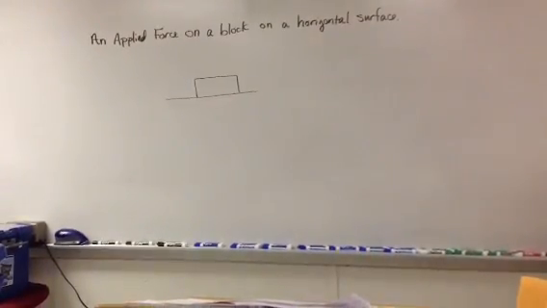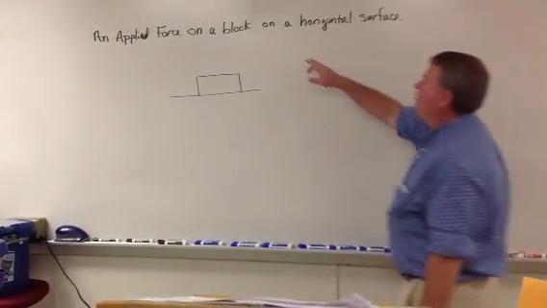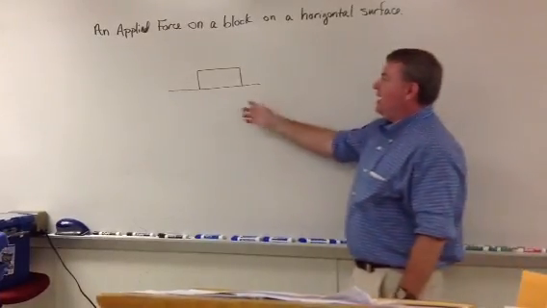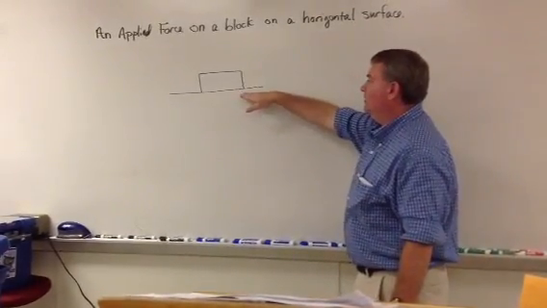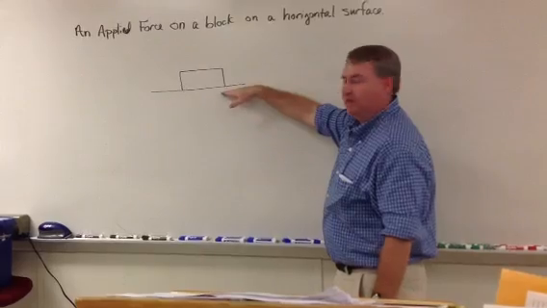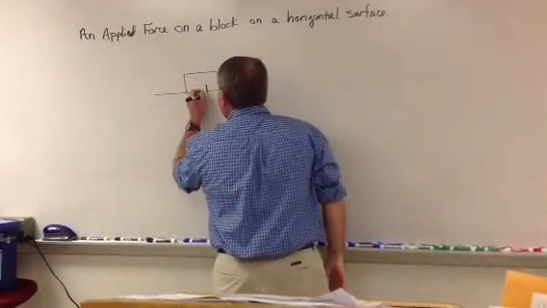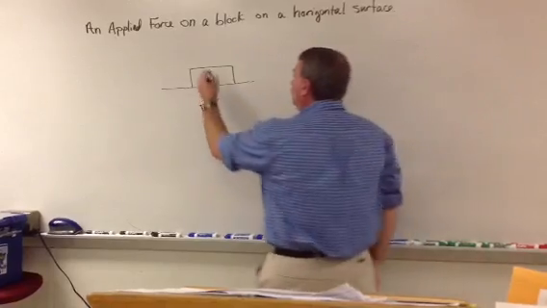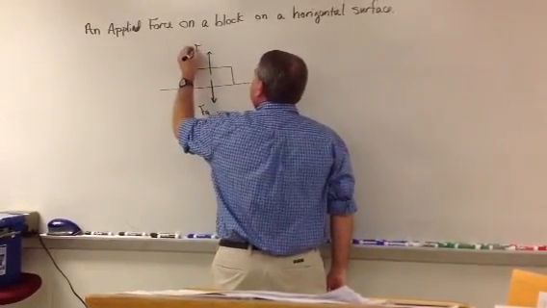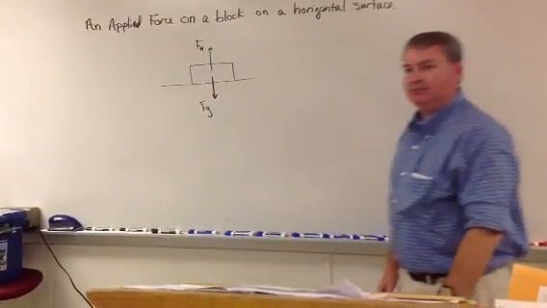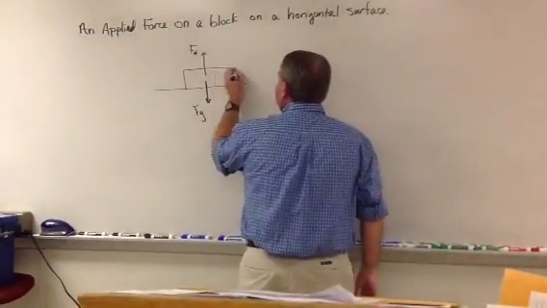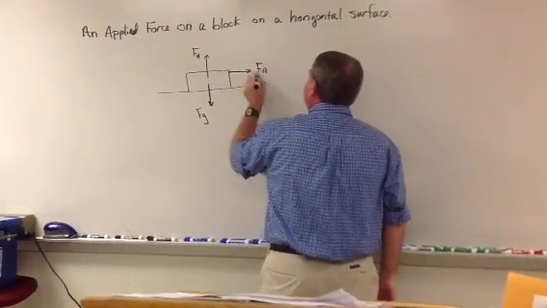Okay, this is an example of an applied force on a block on a horizontal surface. As in the earlier derivation, this is a block resting on a surface. Mass times gravity is acting down, so the force due to gravity is acting down. The normal force is in the upward direction. And we're going to have an applied force. We'll just say that the applied force is in this direction.